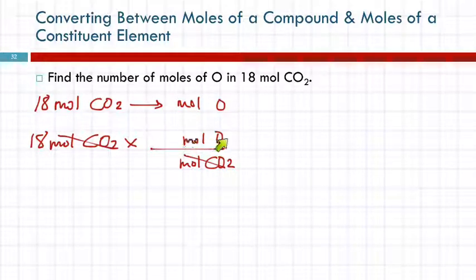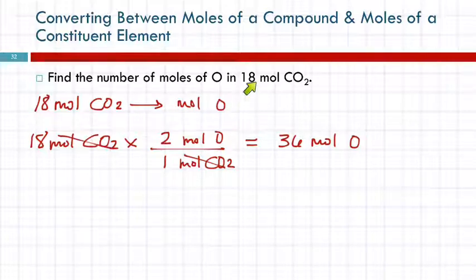What's the relationship between oxygen and CO2? 2 to 3 is a good guess. In this formula, if I have 1 of these, how many oxygens? 2. So in 1 unit, I have 2 atoms of oxygen. That means if I have a mole of CO2, I have 2 moles of oxygen. So there's 2 moles of oxygen and 1 mole of CO2. So then there are 36 moles of oxygen in 18 moles of CO2. Questions?